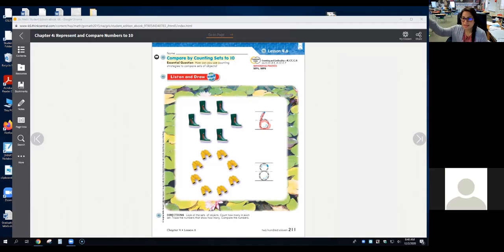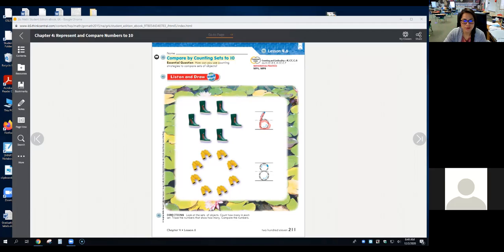Don't go like this. 1, 2, 3, 4, 5, no. Count as you're touching each one, okay? That way you don't lose what number you're at, okay? So always count as we touch.